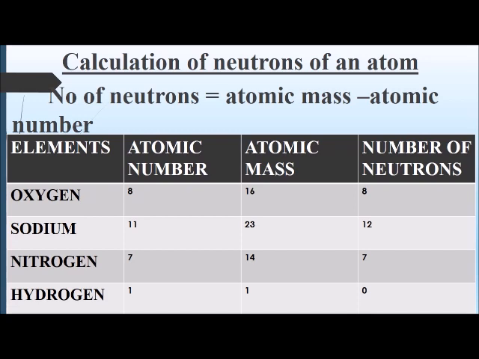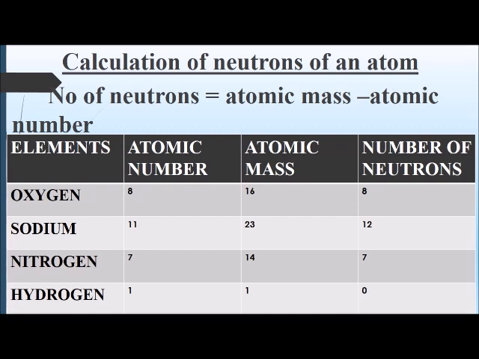As the atomic number of oxygen is 8, its atomic mass is 16. It means it has 8 protons and 8 neutrons, because atomic number represents the number of protons while atomic mass represents the sum of protons and neutrons. If we know the protons are 8, then out of 16 you will subtract 8 and you will get the number of neutrons according to the formula that is given at the top. Number of neutrons equals atomic mass minus atomic number.